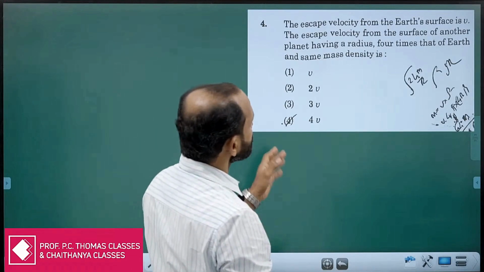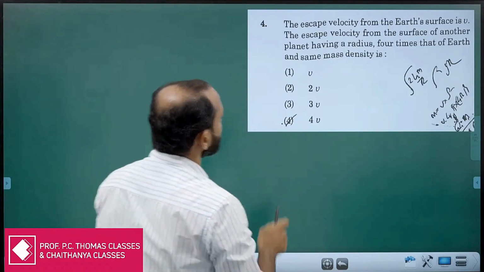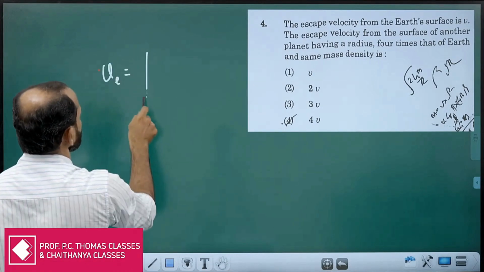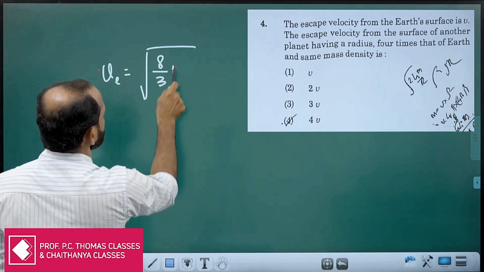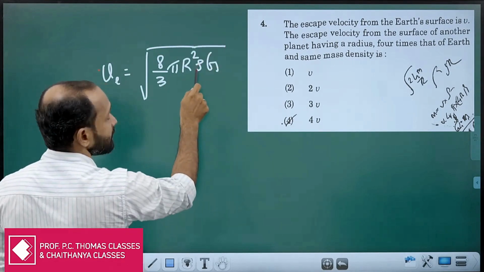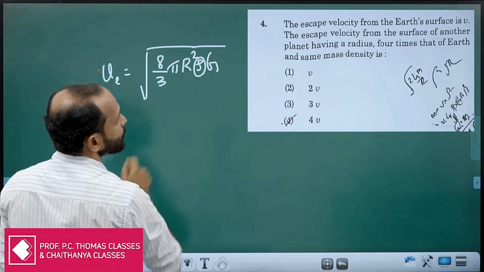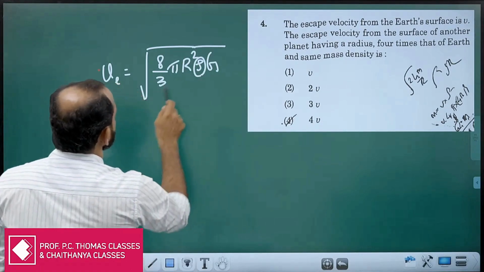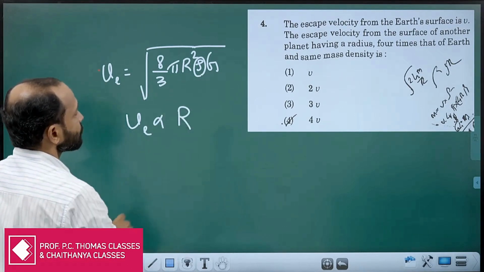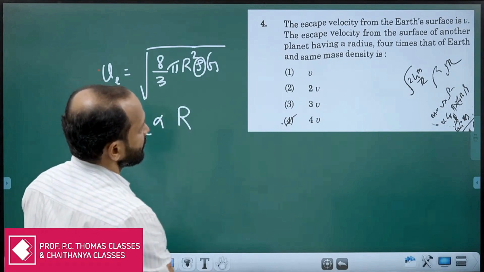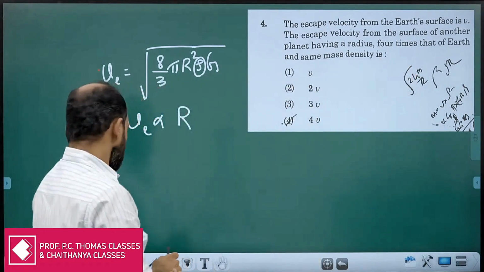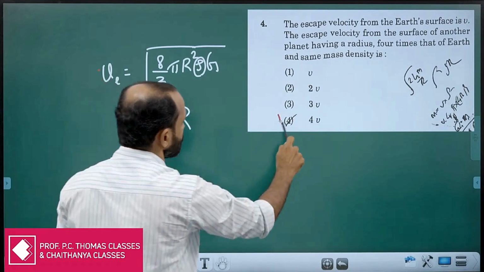Next one, escape velocity in terms of density is given by escape velocity equal to square root of 8 by 3 pi G rho R squared, where G is the gravitational constant and rho is density, which is given to be constant. That is, escape velocity is proportional to square root of R squared, that means R, and radius is 4 times, so escape velocity has become 4 times. So the correct answer is the fourth option.